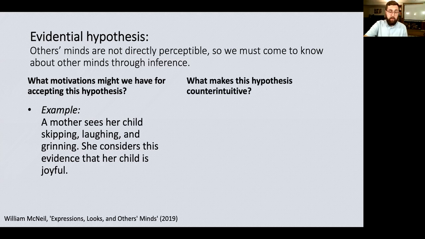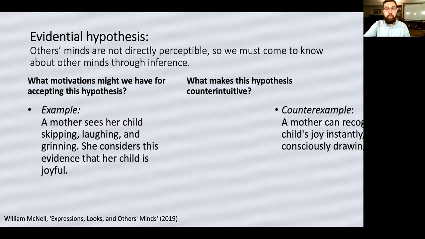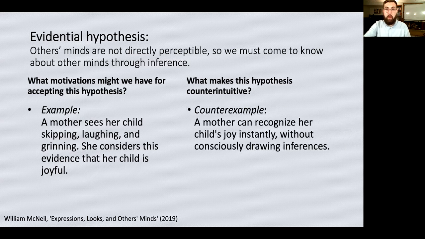What makes this counterintuitive? Well, it can appear to us, from a first-person point of view, that other people's thoughts and emotions are public and on display, and we can see their joy instantly without a second thought. Here's a counterexample. A mother can recognize her child's joy instantly without consciously drawing inferences. The mother does not consciously deliberate about how her child is feeling, she just knows it instinctively and intuitively.